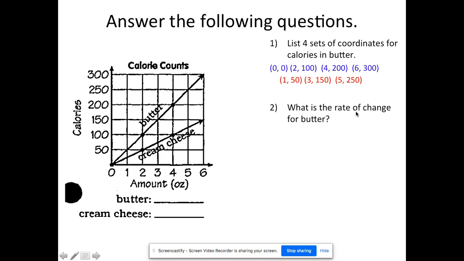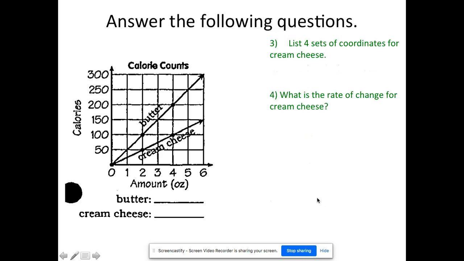And again, when you're asking the rate of change, you just need to select 2 of these. So I'm going to pick 0, 0, and I'm going to pick 2, 100. Plug them into the slope formula, figure this out, and then I'm going to simplify as much as I can and get it down to 50 calories per every 1 ounce in butter.